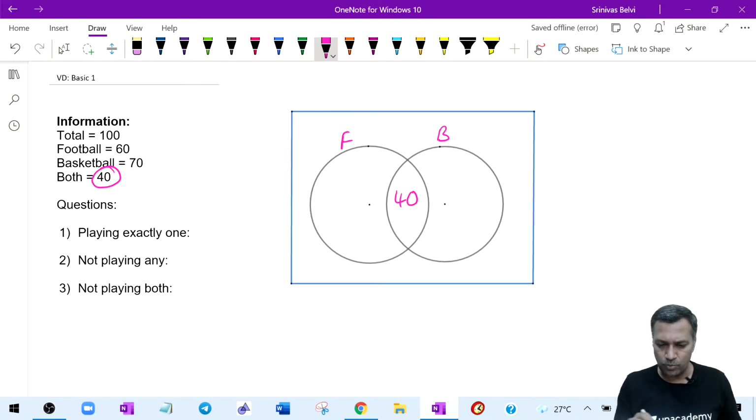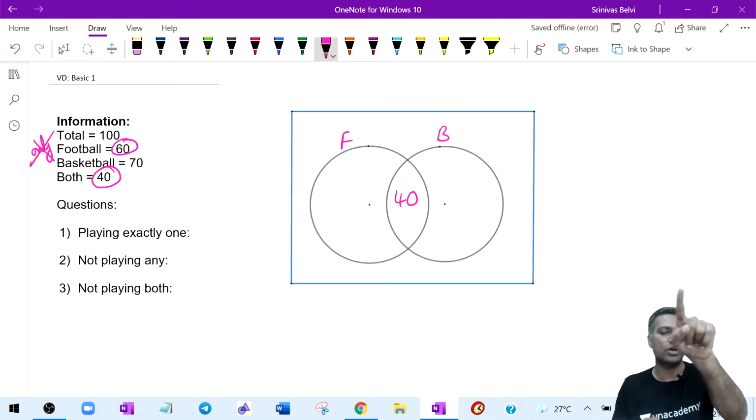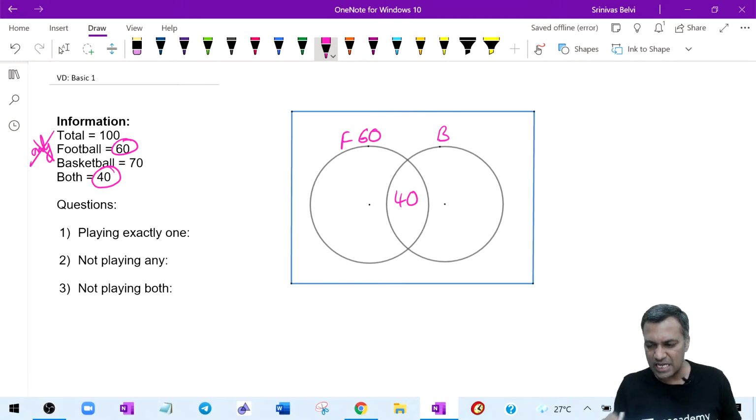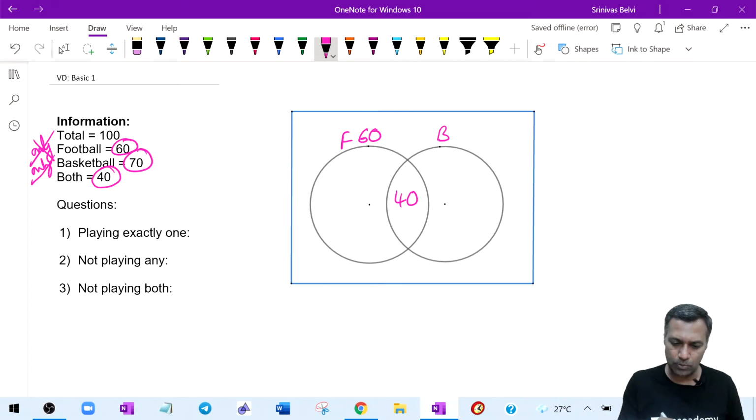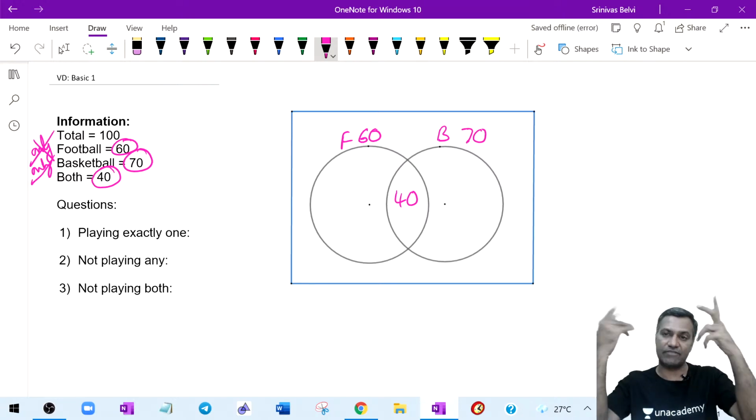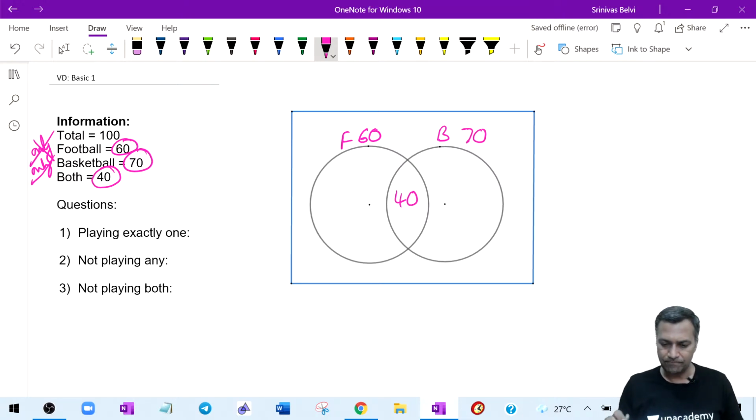Coming to this now, football 60. Is there a word "only football"? No, you don't add the word "only". Football 60 means minimum football. Then basketball 70. Is there a word "only basketball"? No, which means minimum basketball. That's nothing but 70 of them play this ball. What is the total now? 100. Which are my governing numbers? 100 is my governing number. 60 is my governing number. 70 is my governing number.